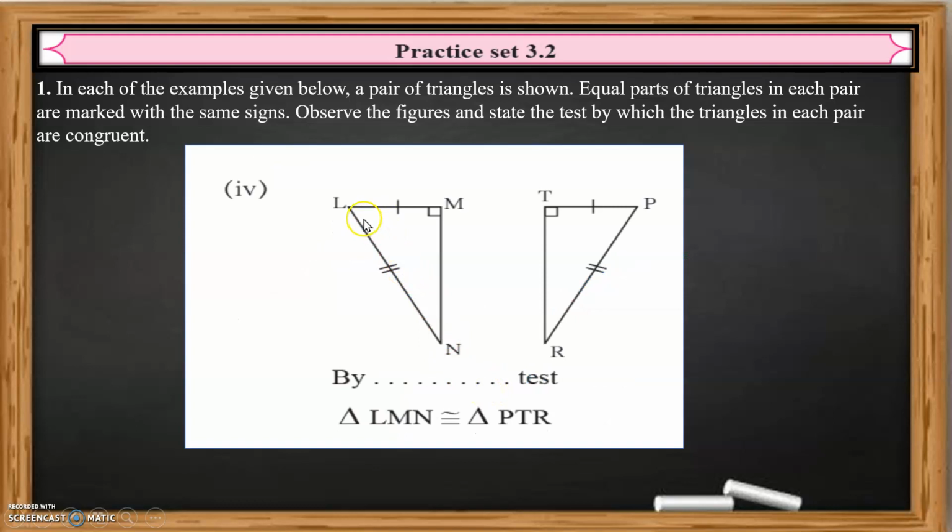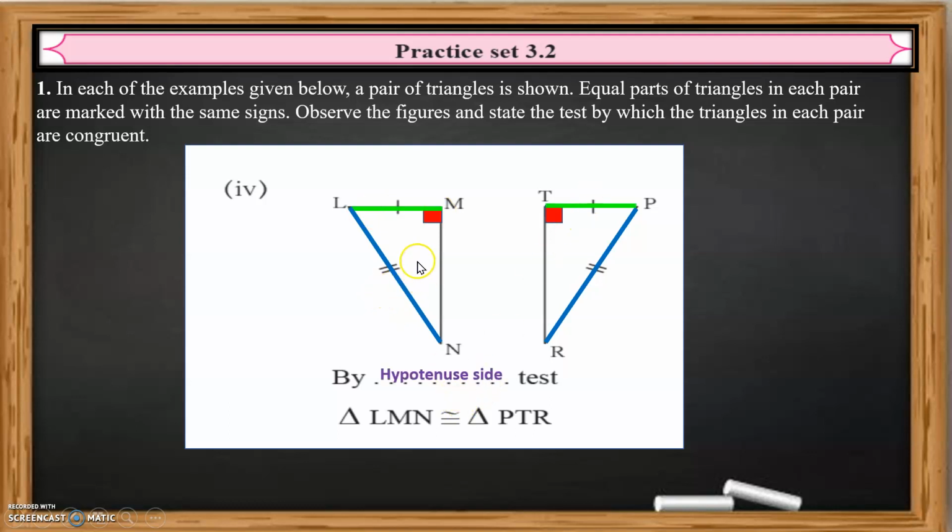Let's go to the next question. In this question, these two are right angle triangles. So we know this is 90 degrees. The mark indicates that these are right angle triangles, and the side opposite to 90 degrees is the hypotenuse. So hypotenuse LN is equal to hypotenuse PR. Along with the hypotenuse, there is also one side which is congruent, that is LM is congruent to TP. So the two triangles here will be congruent by hypotenuse and side test.